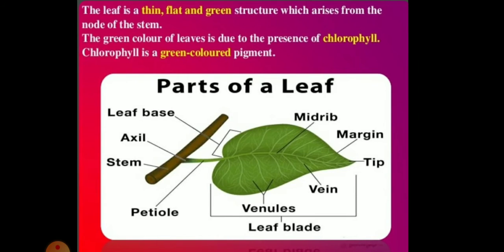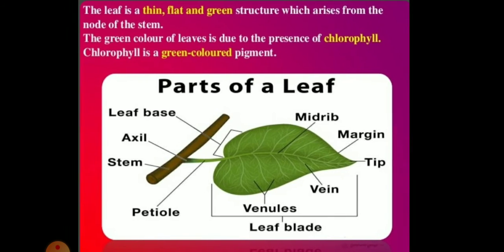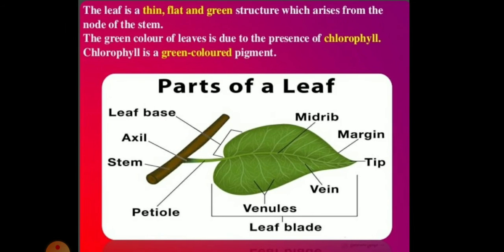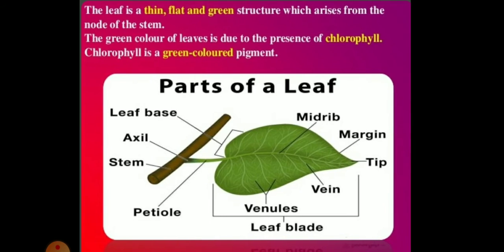After the leaf blade, here we can see the petiole also. The leaf is attached to the stem by means of a short stalk which is called the petiole. Children, the region of attachment of the leaf with the stem is called the leaf base. So these are the different parts of the leaf.